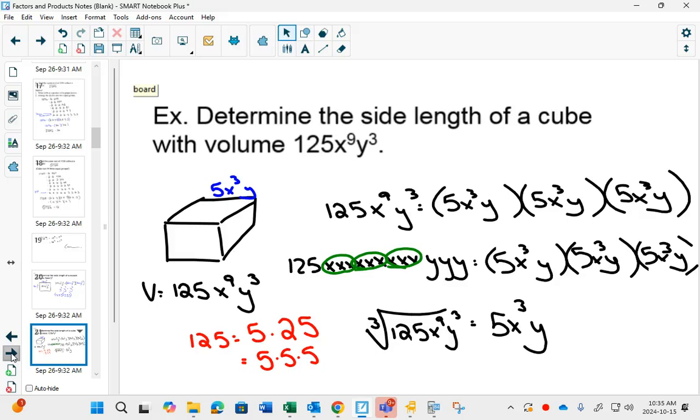And basically what you're doing here is you're separating your work up into, I'll do the number by itself, and then I'll do each of my variables by itself. The cube root of x to the 9 would be x cubed. The cube root of y cubed would be y, and the cube root of 125 is just 5.